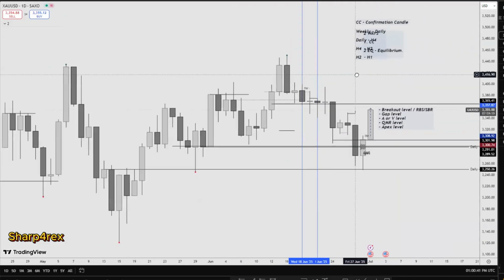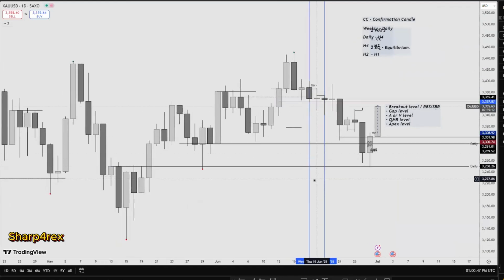Let's also see, are there any more? Here, it has not yet come there. This is a daily, this thing we are looking at. So let's see. Here, there's a CC, but it does not come there yet, because why? It's a higher time frame.